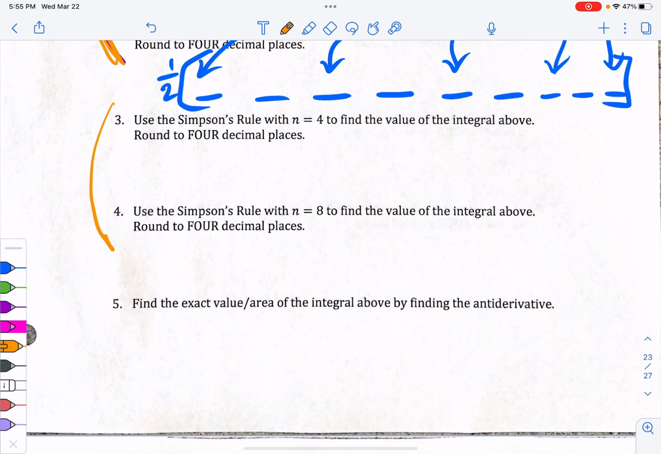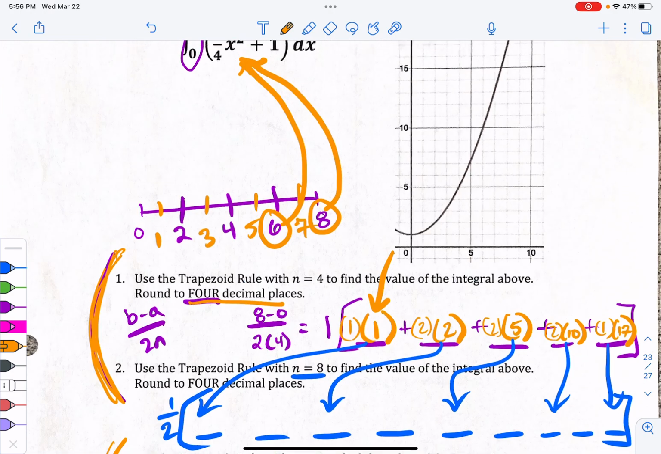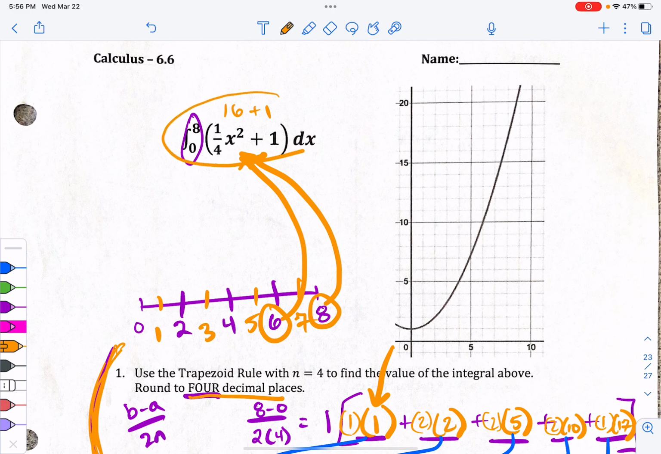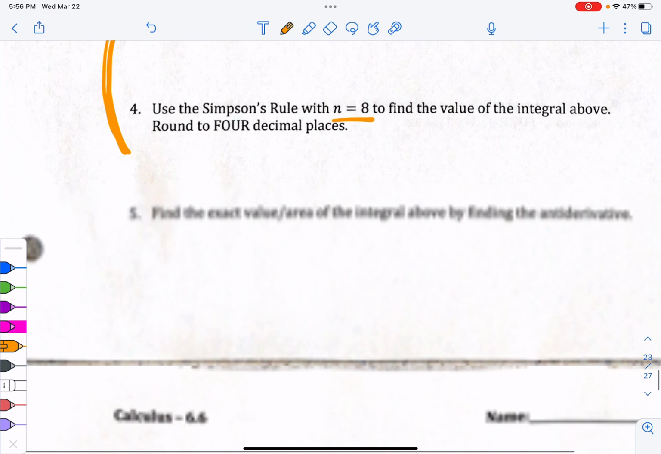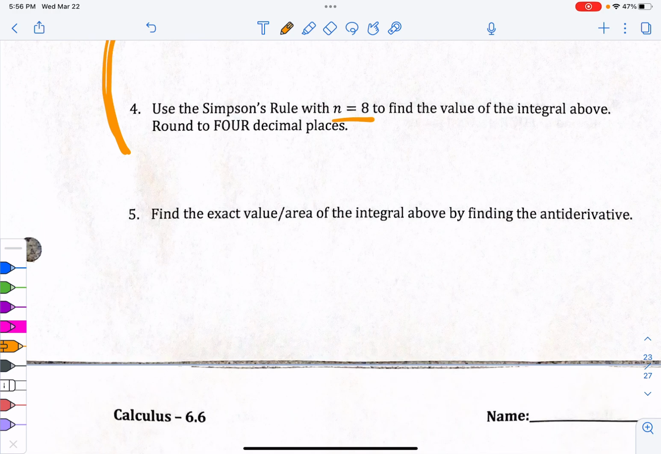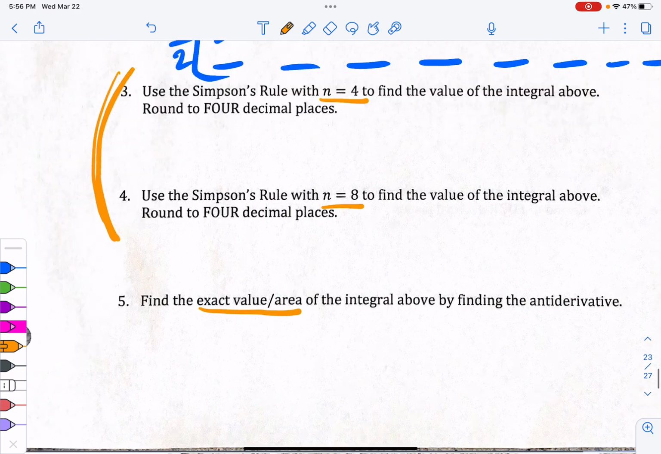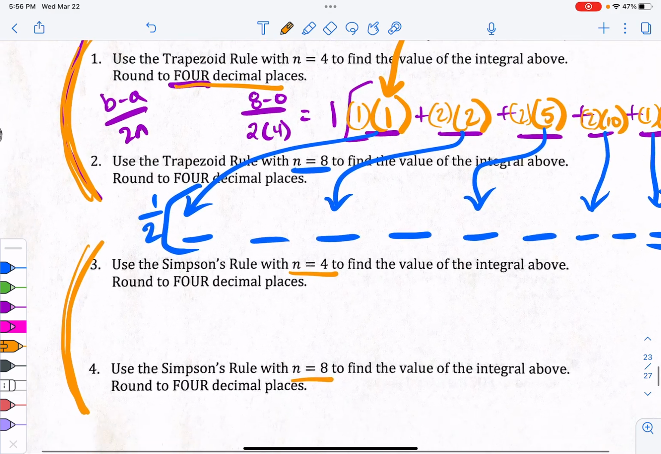Then we're going to go into Simpson's rule, number 3 and number 4, for n equals 4 and n equals 8. So see if you can figure out those guys. And then it just so happens that this function is not the ugliest function I've ever seen, right? It's not a terrible function. We could have actually done the legit antiderivative of this thing to find the exact one. And that's what they want us to do in number 5. So using the antiderivative, we can find the exact value by calculating it, and then compare to see which one was closer, okay?